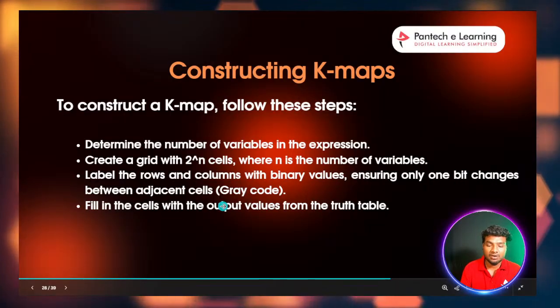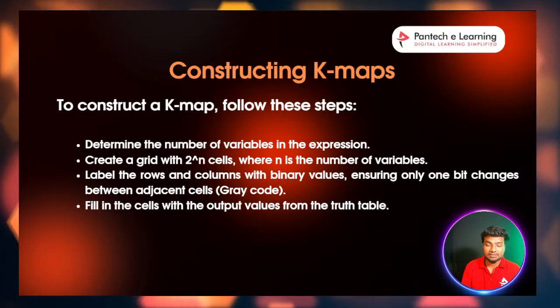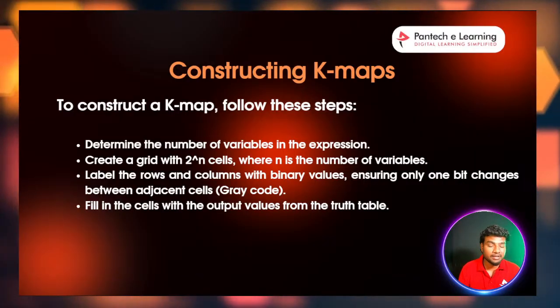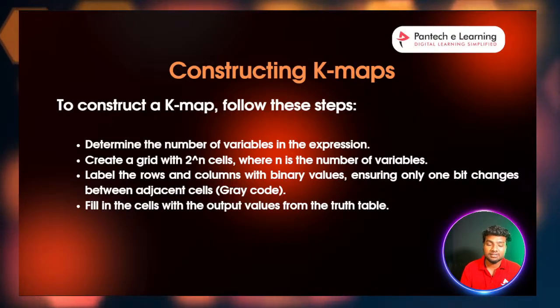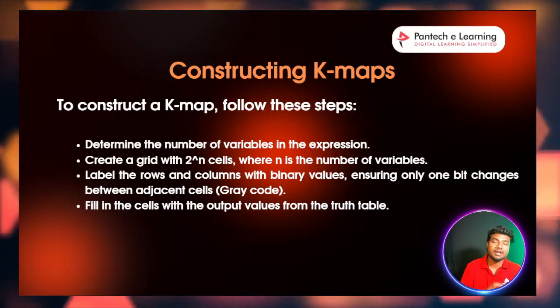Determine the number of variables in the expression, and then create a grid with 2 power n cells, where n is the number of variables, and then label the rows and columns with binary values, ensuring only one bit changes between the adjacent cells. One bit change is nothing but gray code.